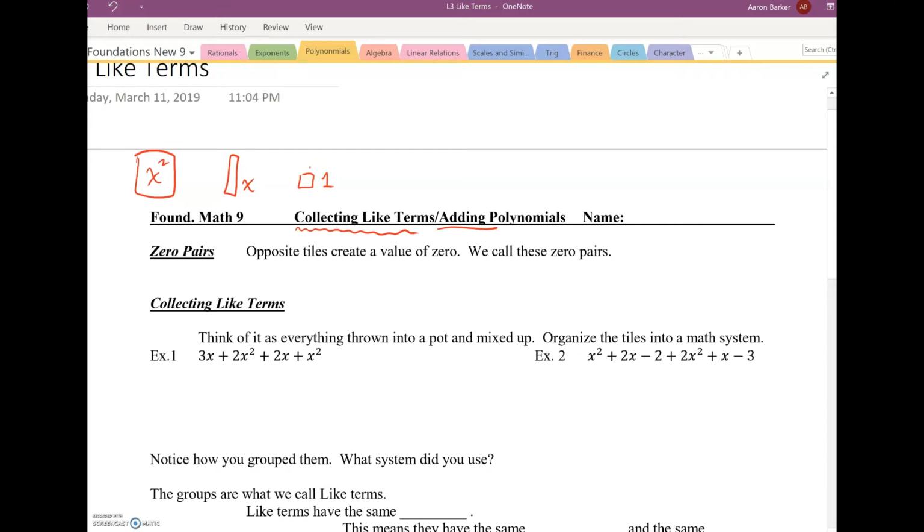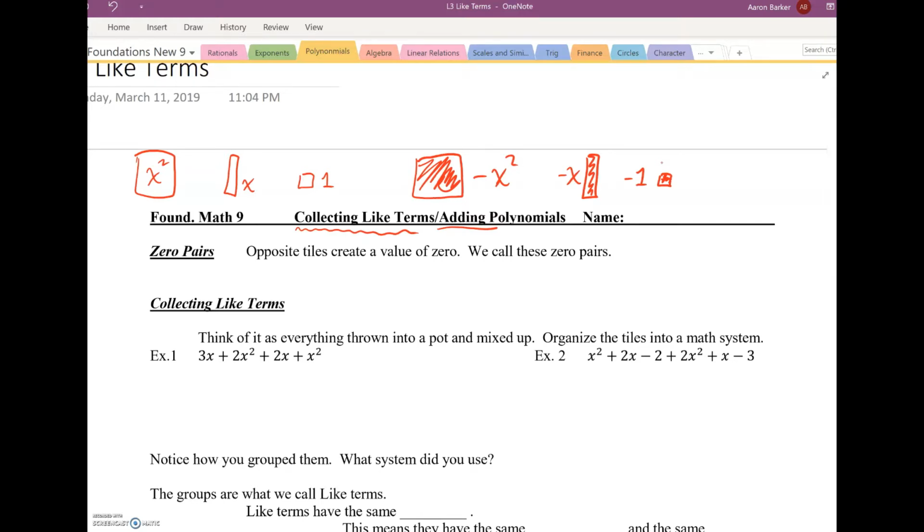Do you guys remember what the opposites are? The opposites are shaded. In math, our opposites are negative values. So that is a negative x squared. This is a negative x when you have a rectangle that is shaded, and this is a negative 1 tile when you have the small square that is shaded. Do keep in mind those different types of tiles as we go about and do our drawing.